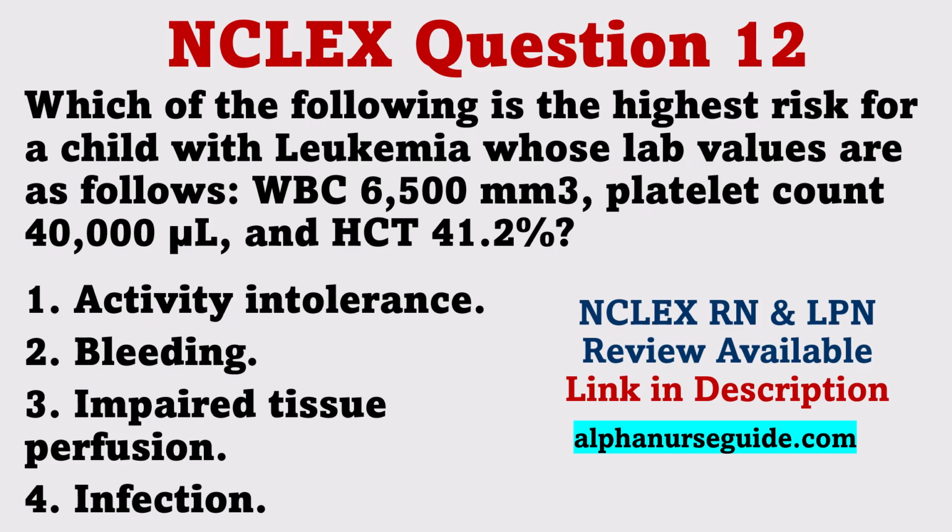The correct answer is 2. A normal platelet count is 150,000 to 400,000 microliter. A platelet count of 40,000 microliter is low and puts the child at risk for injury, bruising, and bleeding. Hematocrit of 41.2% is normal. Therefore, the child will have adequate oxygenation and tissue perfusion. 6,500 is a normal white count. Therefore, the child has no increase in risk for infection.